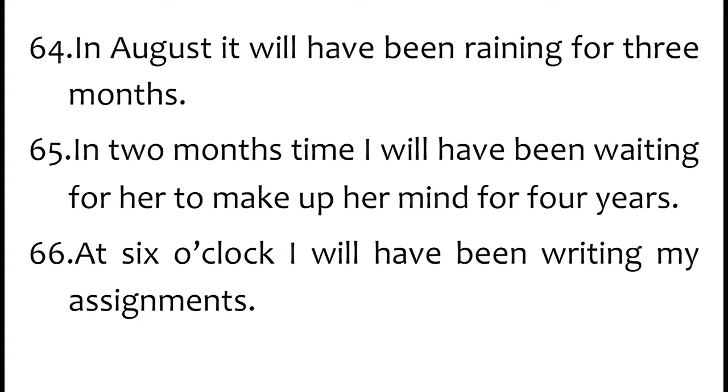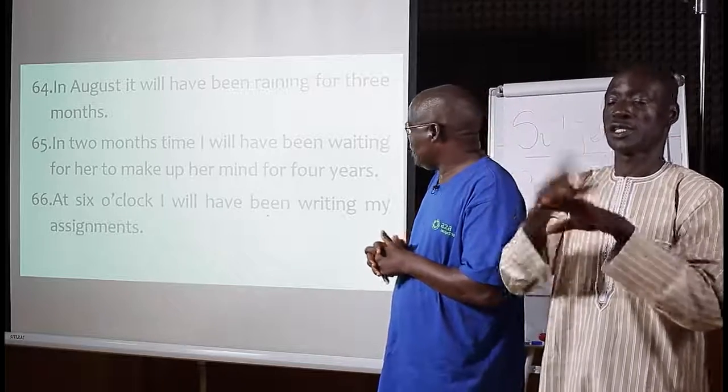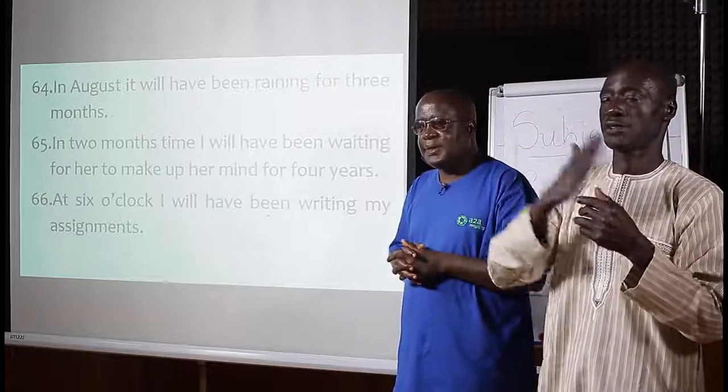64. In August, it will have been raining for 3 months. 65. In 2 months' time, I will have been waiting for her to make up her mind for 4 years. At 6 o'clock, I will have been writing my assignment. All these ones have not been done yet, but will be done in the future.